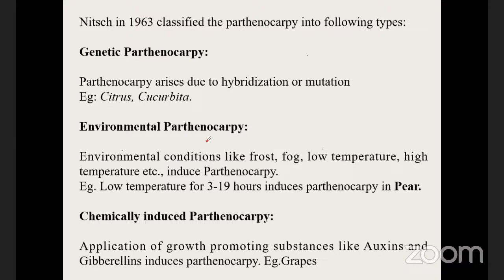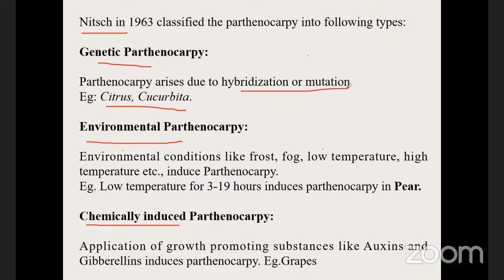Niche classified parthenocarpy into types: genetic parthenocarpy, environmental parthenocarpy, and chemically induced parthenocarpy. Okay, what are those types? Genetic parthenocarpy means due to hybridization or mutation, parthenocarpy may happen. That is common in citrus fruits, cucumber, cucurbita. In cucumber and in citrus, this is due to hybridization or mutation, genetic variation.